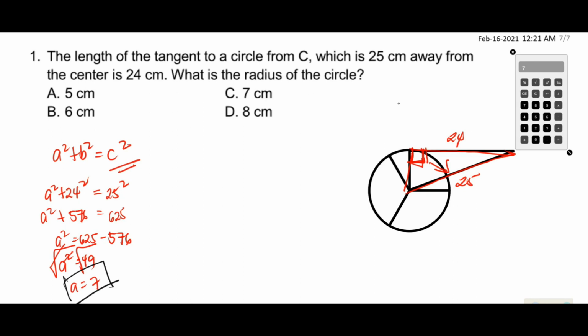Ang tanong, what's the radius of the circle? Now, sa mga SLEM nyo, huwag nyo kakalimutan yung inyong mga units. So, that would be 7 cm. Kasi yung check your understanding ng SLEM 16, write your own answer. So, please take note of the units. So, that's all for SLEM 14, 15, and 16.